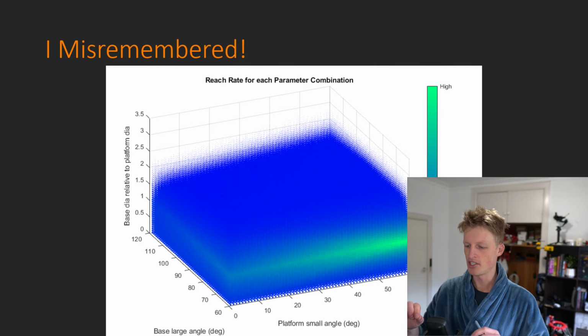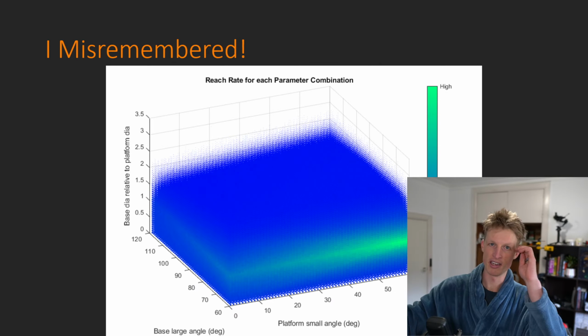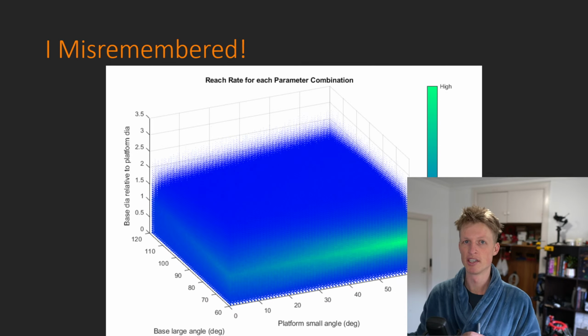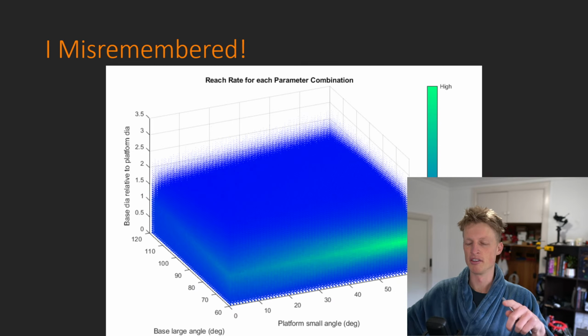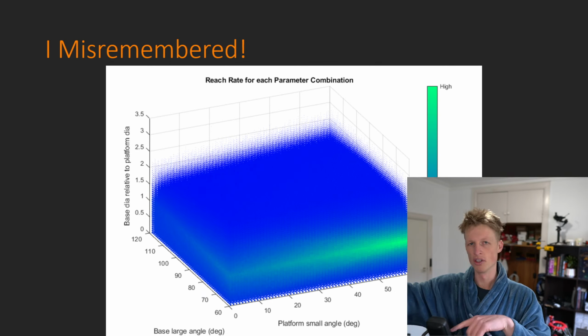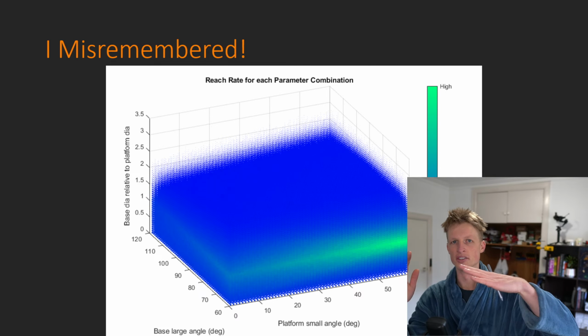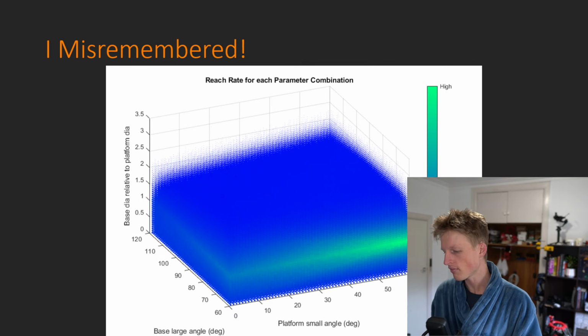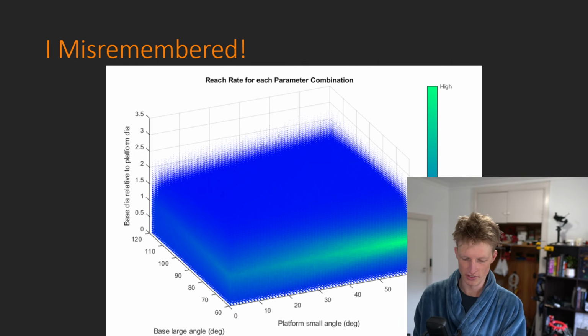And then for each geometry combination, it saved how many of the total number of positions it was able to reach. It's unable to reach a given position if any of the legs connecting the platform to the base were either too long or too short or too angled, because we don't want it to be leaning over too far. And this was the result that I got.